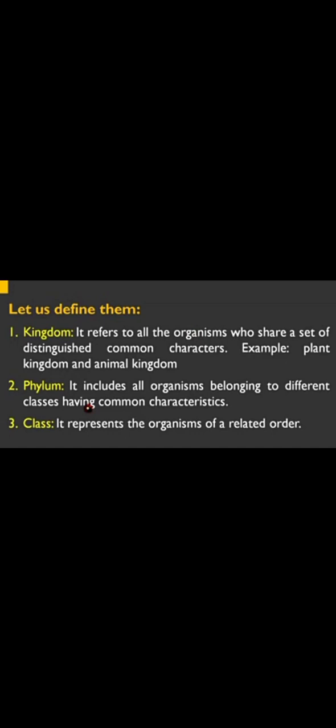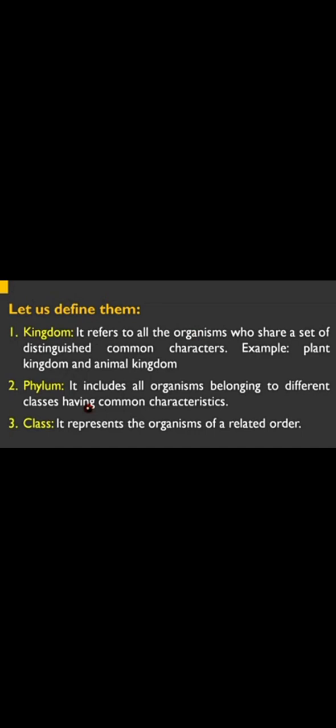First comes the kingdom. Kingdom refers to all the organisms which share a set of distinguished common characters. For example, if we take plant and animal kingdom. Then phylum. Phylum includes all organisms belonging to different classes having common characteristics. Means organisms which are of different classes but have the same characteristics.